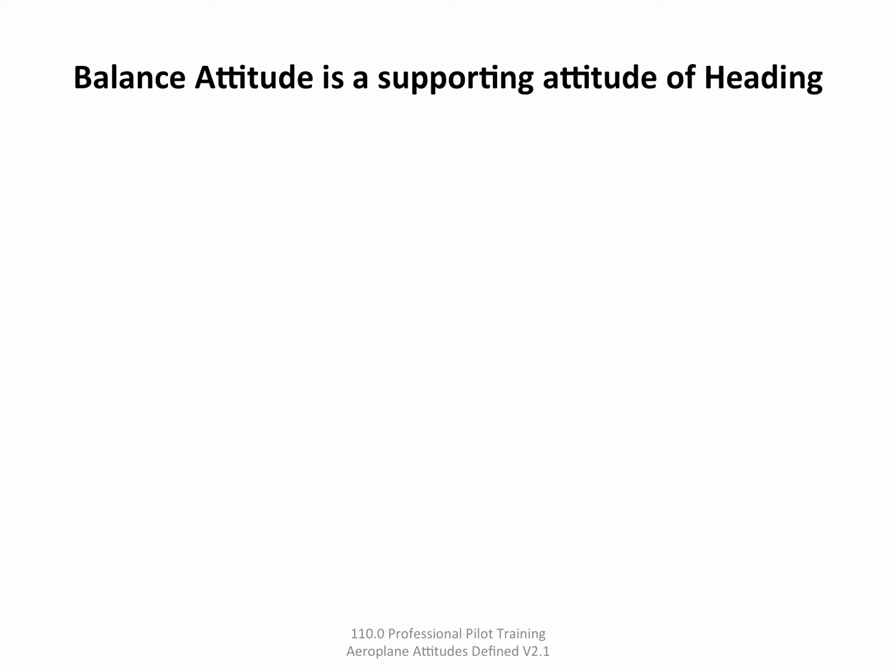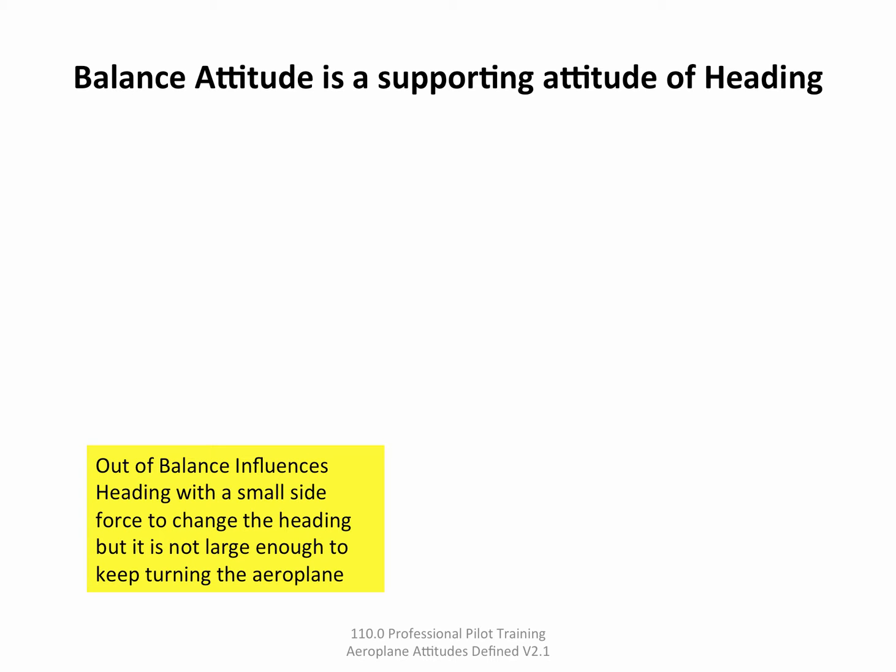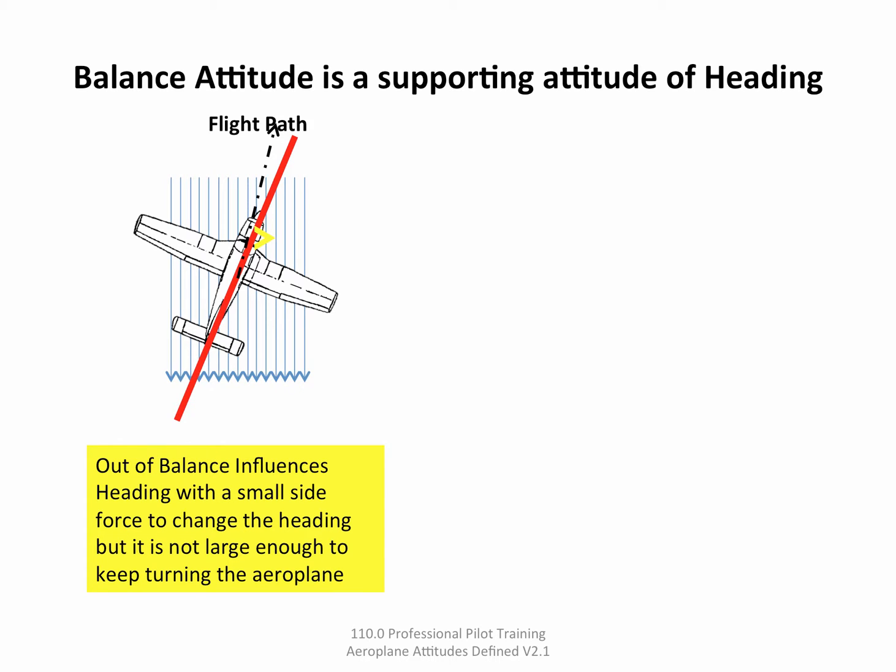When the aeroplane is out of balance, the heading is not aligned with the relative airflow, and a small side force is generated that yaws the aeroplane to change the heading. However, this side force is not large enough to accelerate the aeroplane into a turn that would bring the heading back into alignment with the relative airflow.